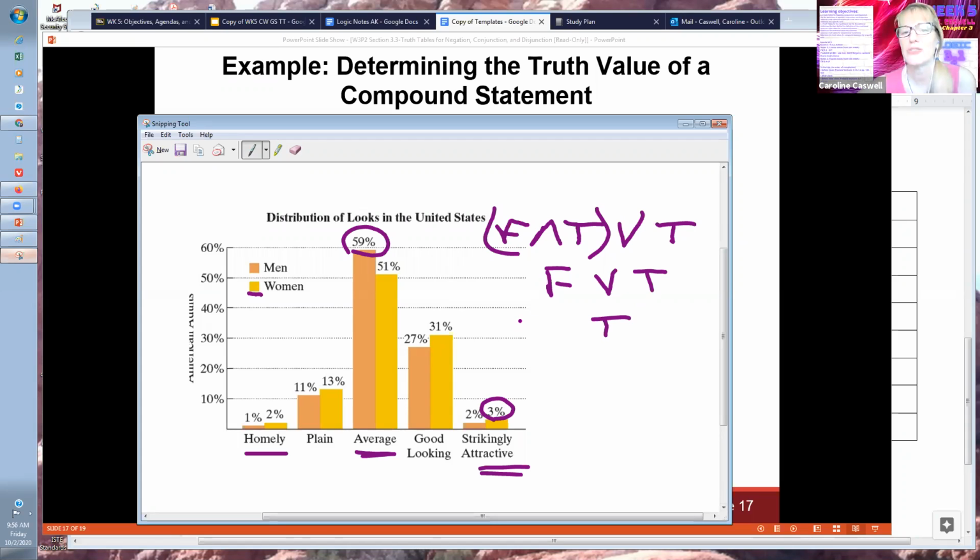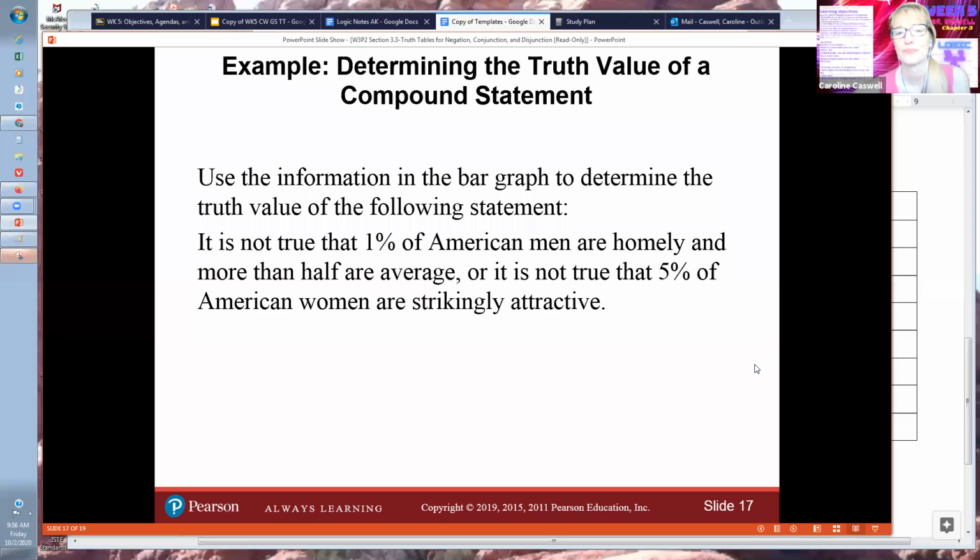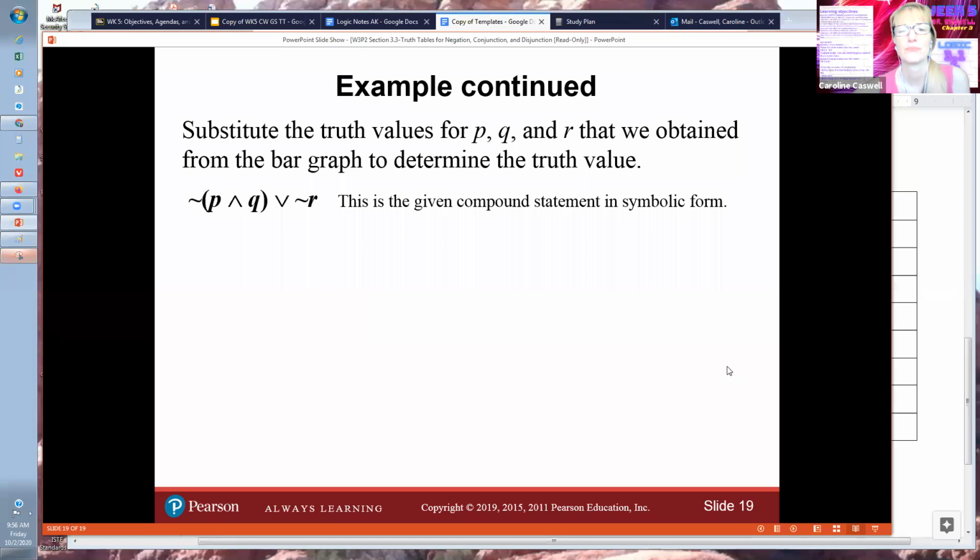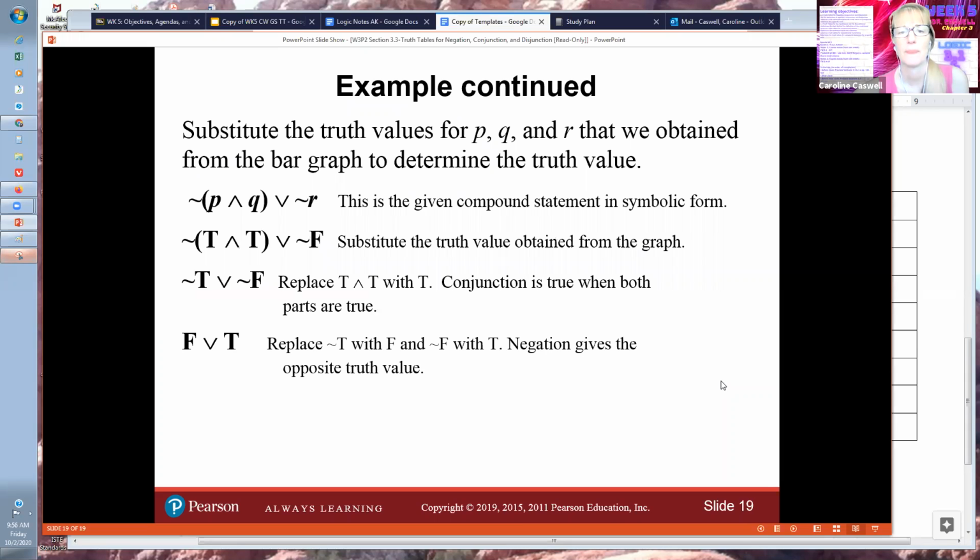So the idea is you don't have to do a full truth table on these. You just have to pick whether the statement it's saying is true or whether the statement saying it's false based on the data in front of you. Okay, so that's it for 3-3.